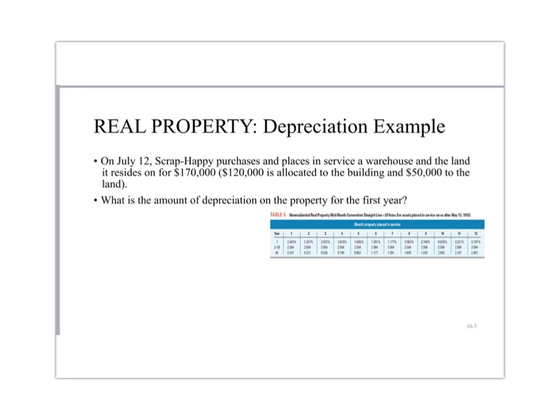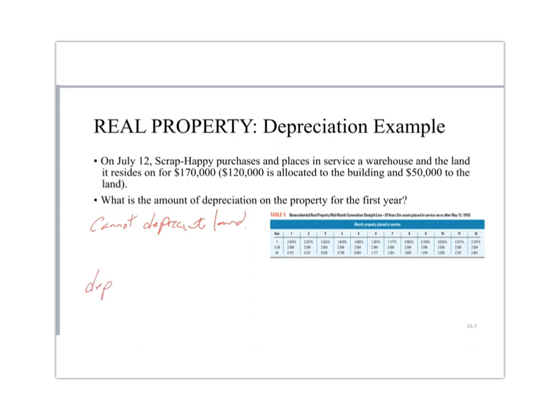So on July 12th, Scrap Happy purchases and places in service a warehouse and the land it resides on for $170,000. So it purchases land and a warehouse. It tells us that $120,000 is allocated to the building and $50,000 is allocated to the land. What is the amount of depreciation on the property for the first year? Remember, you cannot depreciate land.